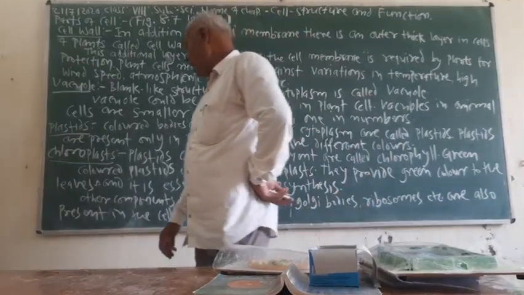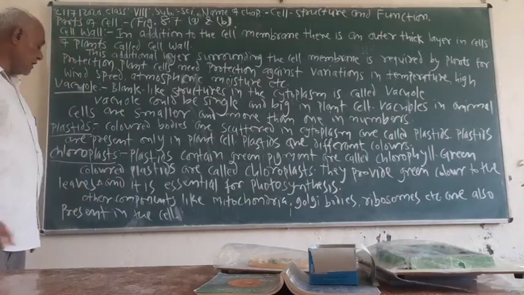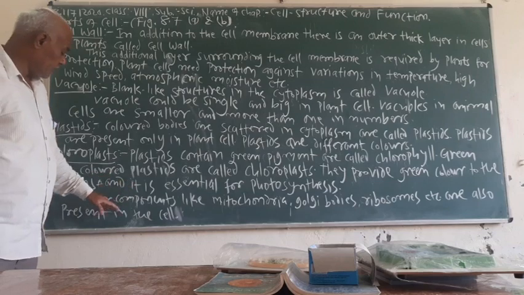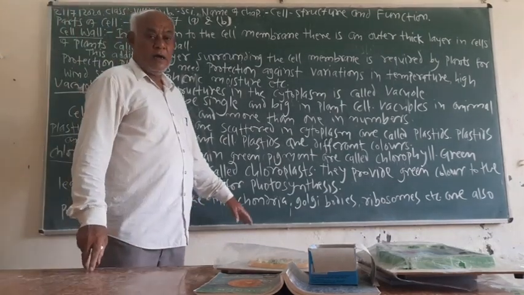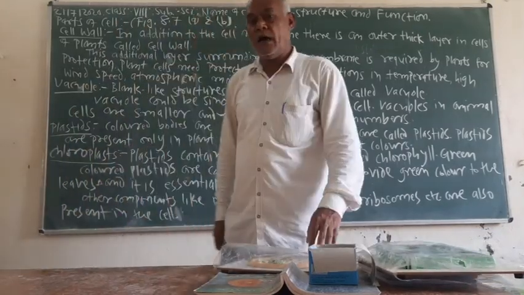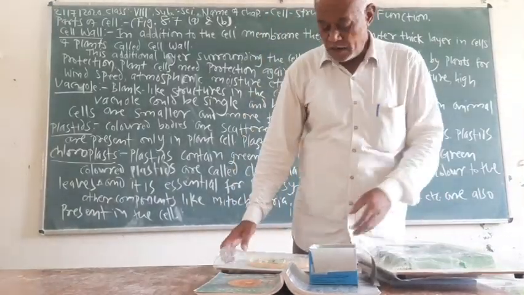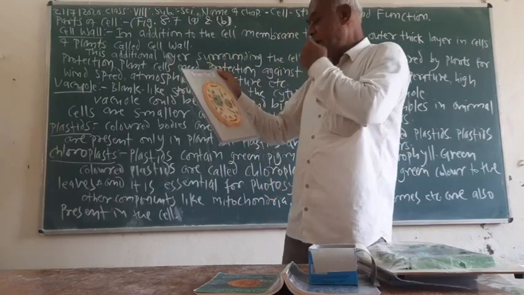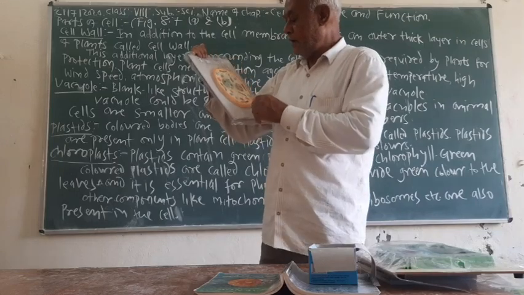So these are the parts of the plant cell. In addition to these parts, other components or organelles like mitochondria, Golgi bodies, ribosomes, etc., are also present in the cells. Now I will show the animal cell, which contains several parts, components or organelles.